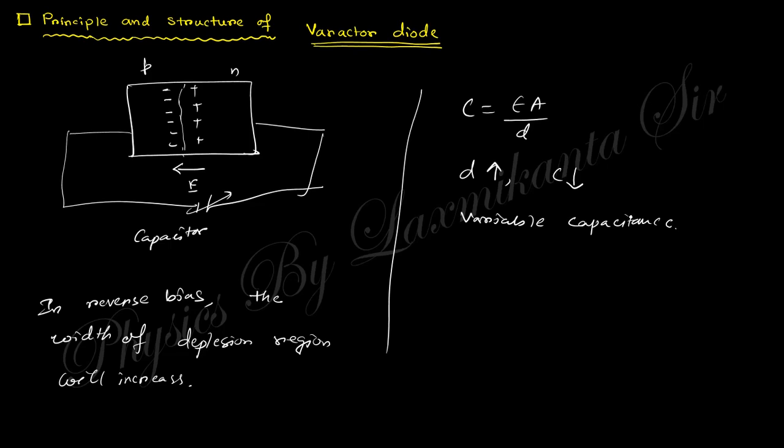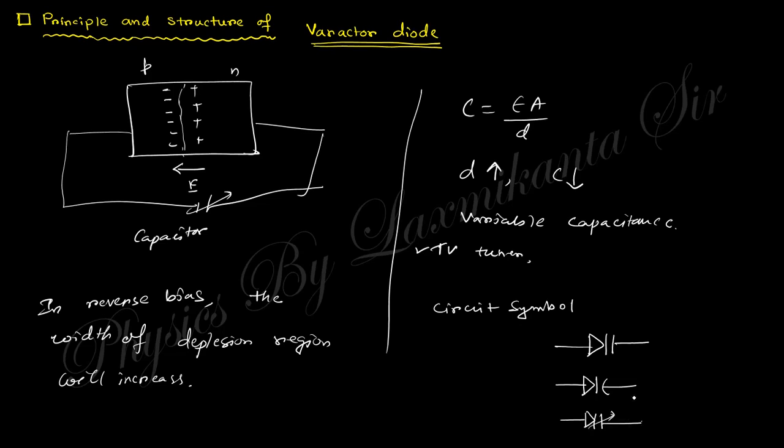So you can use this property of variable capacitance in different uses, tuning stage, TV tuner, etc. In TV tuner, in this region you can tune, that is, you can change, right? So its circuit symbol is like that. If you want to know, the circuit symbol will be like that. Here this capacitor effect is actually used. So you can write down, this is the circuit symbol.